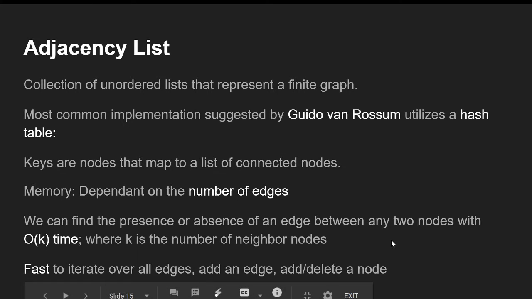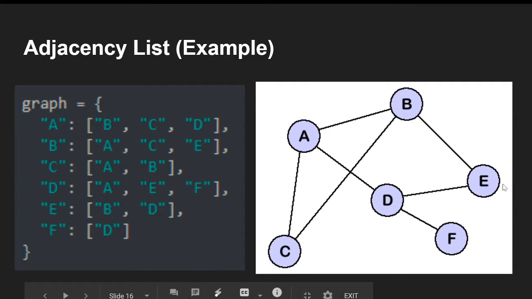I'm going to go over one example so you can understand and visualize what an adjacency list is. Over here we have a graph on the right. It has 1, 2, 3, 4, 5, 6 nodes, and multiple edges. On the left, we have the graph, and in Python this is a simple dictionary. The key on the first line of the dictionary is A. A maps to a list of nodes. Looking at the right visually, A is connected to B, C, and D, and because of that, we put all of these nodes into a list.